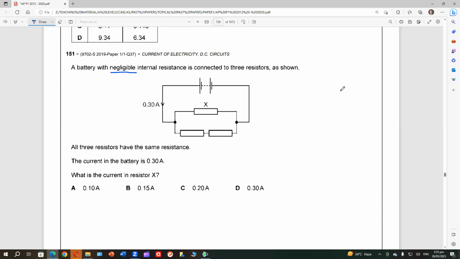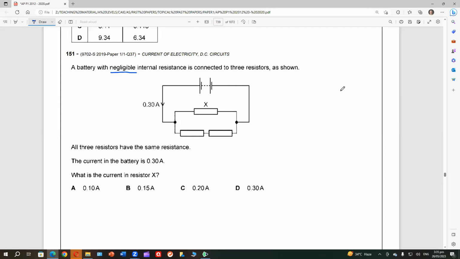They all have the same resistance. The current in the battery is 0.30 ampere. What is the current in resistor X? So if they all are of the same resistor, we can put a ratio. We can take any value if we want, because they all are the same. So we can find the ratio.